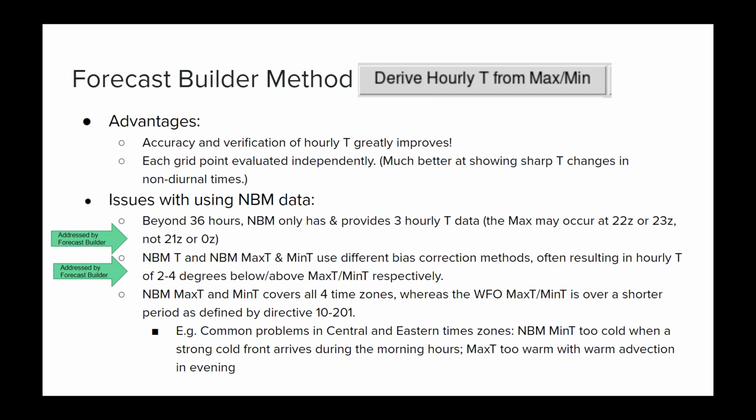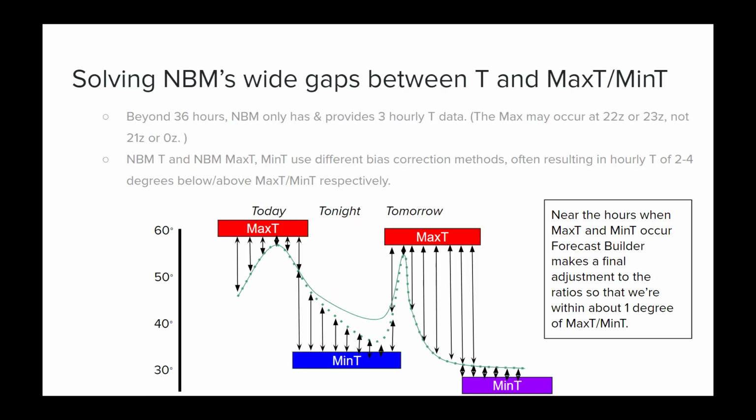As a result, a common problem in the Central and Eastern time zones is that the NBM min temperature will be too cold when a strong cold front arrives during the morning hours. Forecasters will have to be situationally aware of this and change max-T and min-T grids to better match a forecast for their local verification. So here's how ForecastBuilder addresses those first 2 issues.